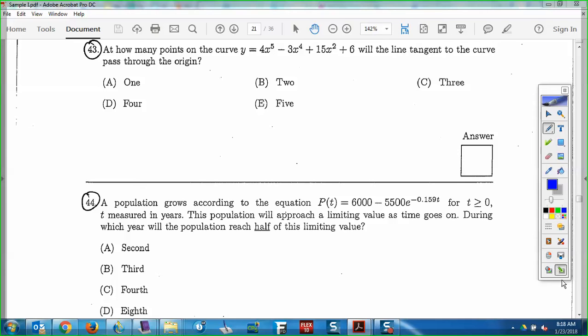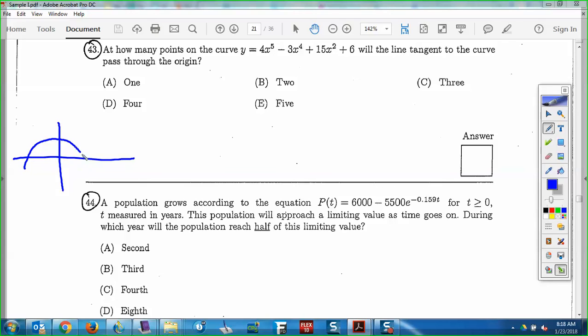Now, this is a calculator one, but again, remember, the directions of the calculator problem simply say that a calculator may be necessary for some problem. Okay? There are some where it probably doesn't help you a whole lot, so don't be fumbling around with your calculator trying to do something that you're not used to doing and you're not sure what to do just because you think you're supposed to use your calculator. And how many points on this curve will the line tangent to the curve pass through the origin? This is a little bit of Shanghai.